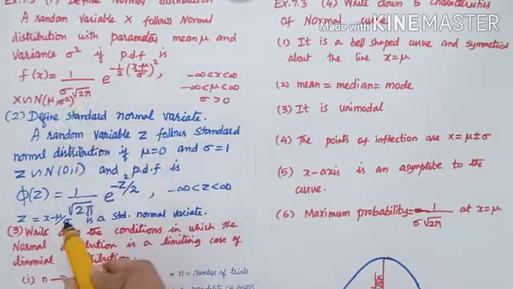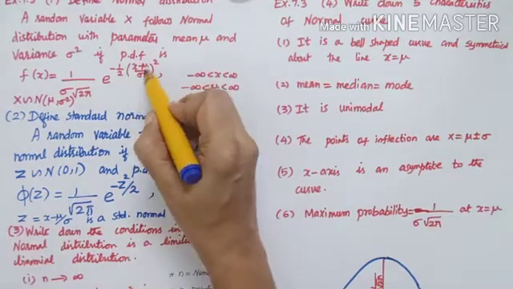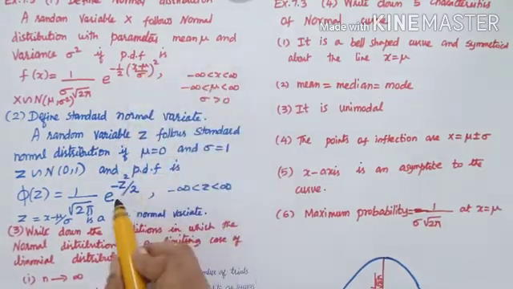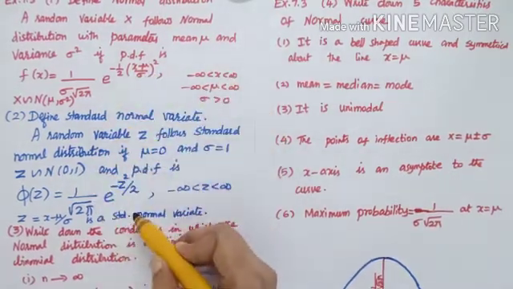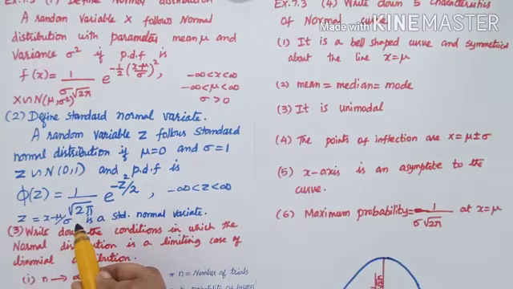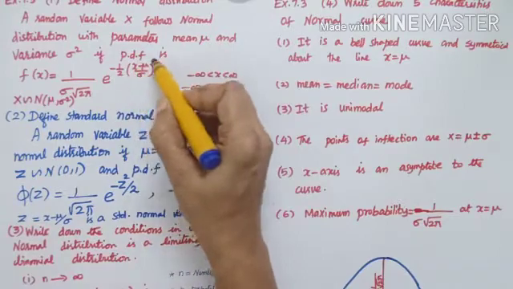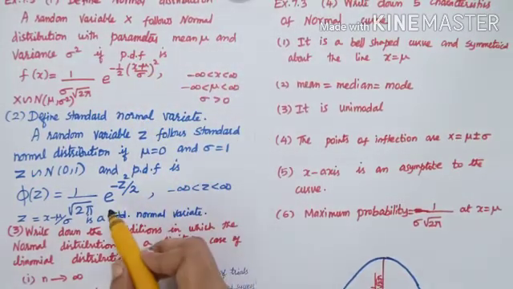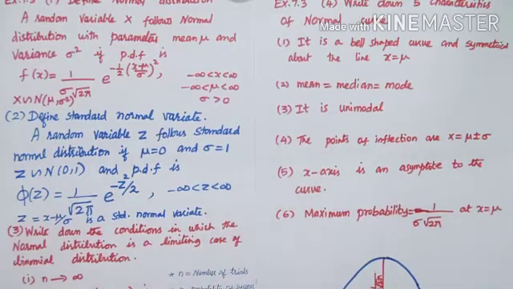1 into root of 2 pi. We call Z as x minus mu by sigma. In the place of x minus mu by sigma, we put Z. So this distribution is reframed as phi of Z equals 1 by root of 2 pi e power minus half Z square, where Z is between minus infinity and plus infinity.